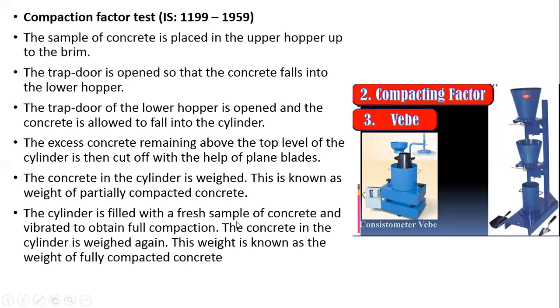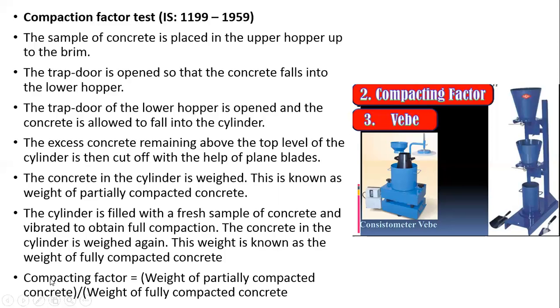Then the cylinder is filled with a fresh sample of concrete and vibrated to obtain full compaction. The second time, you have to fill this cylinder with concrete with the help of vibration or some compaction mechanism. You have to fill this cylinder and again take the weight. So this weight is known as the weight of the fully compacted concrete. Then what is the compacting factor here? Weight of partially compacted concrete divided by weight of fully compacted concrete. So this ratio is nothing but your compacting factor.